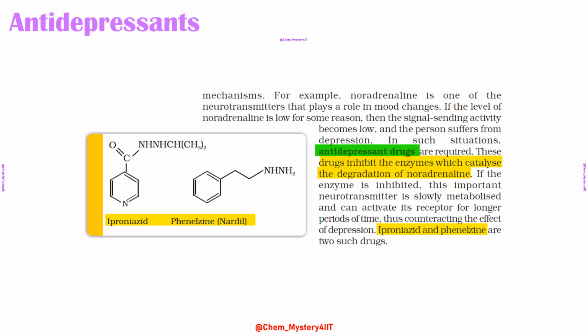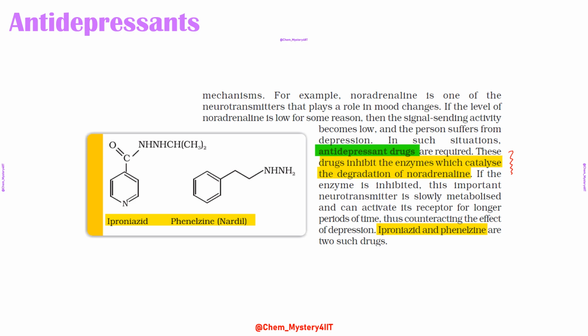Coming to NCERT, they have given in their Chemistry in Everyday Life chapter that the antidepressant drugs inhibit the degradation of noradrenaline. We can understand that there is a situation when we are in danger or in stress, that our body is releasing a lot of this neurotransmitter, which is noradrenaline.